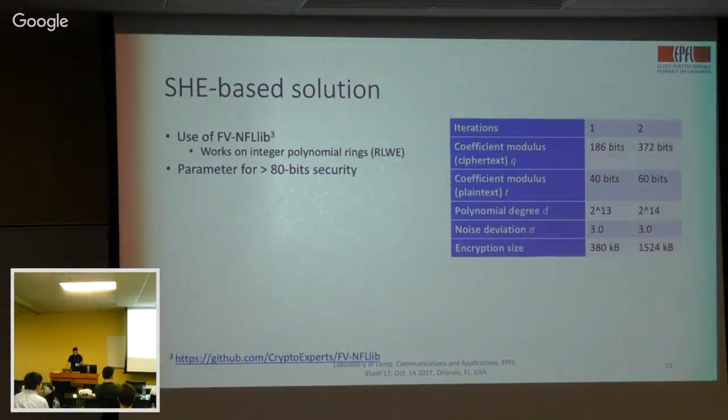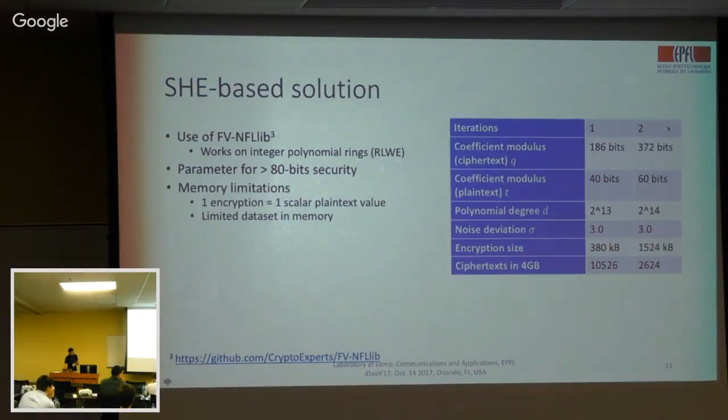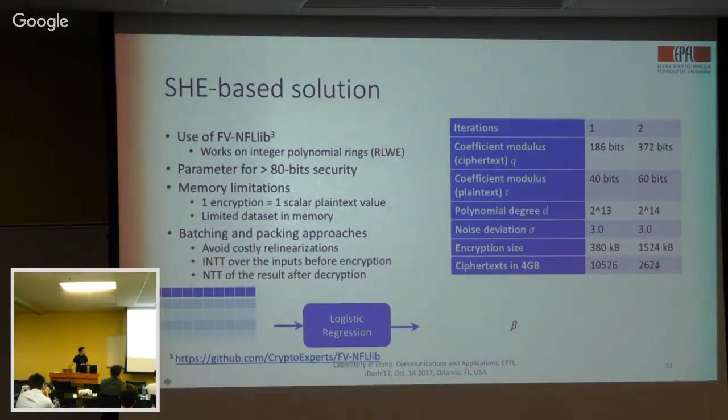So going to the first solution, so for the encryption solution, we use the FD and FLD library developed by crypto experts. And these are the security parameters used for this library for one iteration and for two iterations, as we have to predefine upfront which are the number of iterations that have to be performed. We need to set the parameters to accept the one or two iterations, which is the farthest we could get with the memory limitation we have. Because due to the size of encryptions, there is a limited number of encryptions that fit in memory whenever we have one iteration for two iterations. So this imposes also a limitation to the memory that we have.